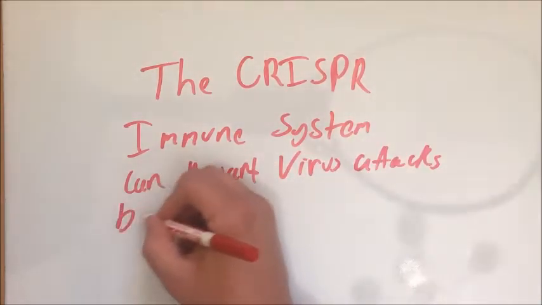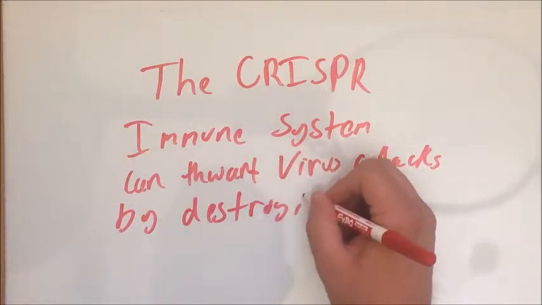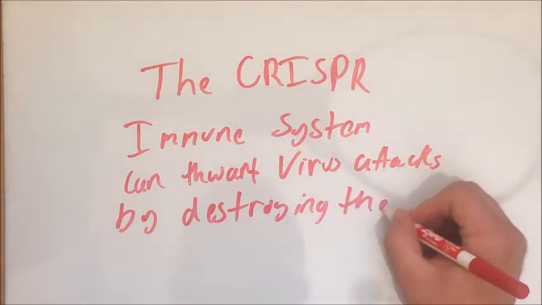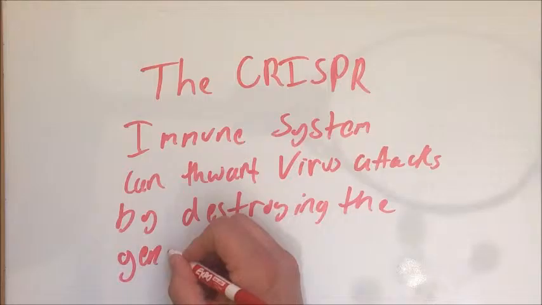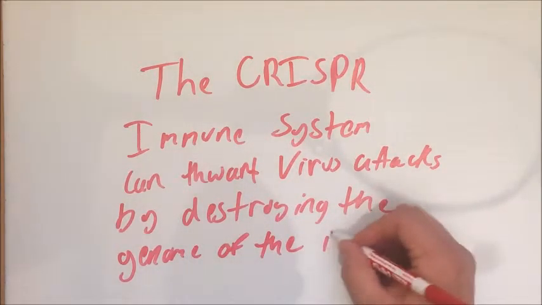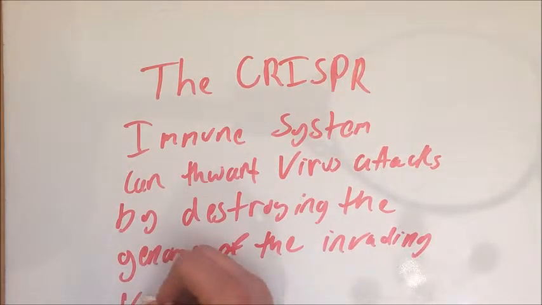CRISPR was actually discovered by scientists who were studying E. coli, and that is how we were able to come this far, because it started with bacteria, and that's why it's important to know from whence it came.